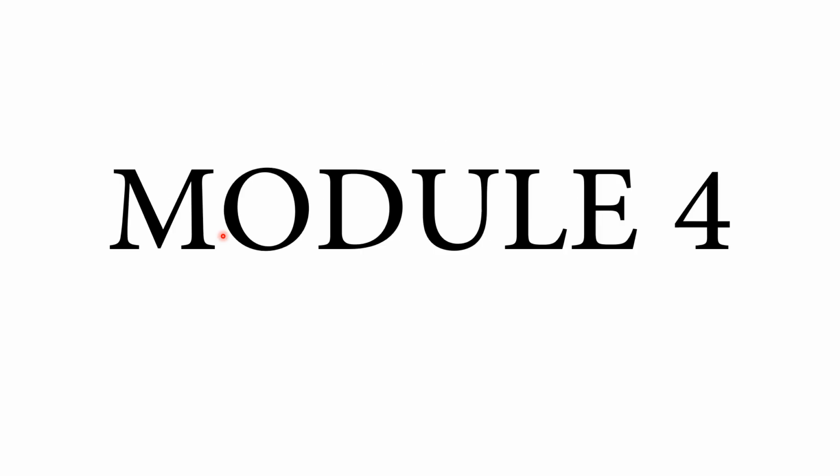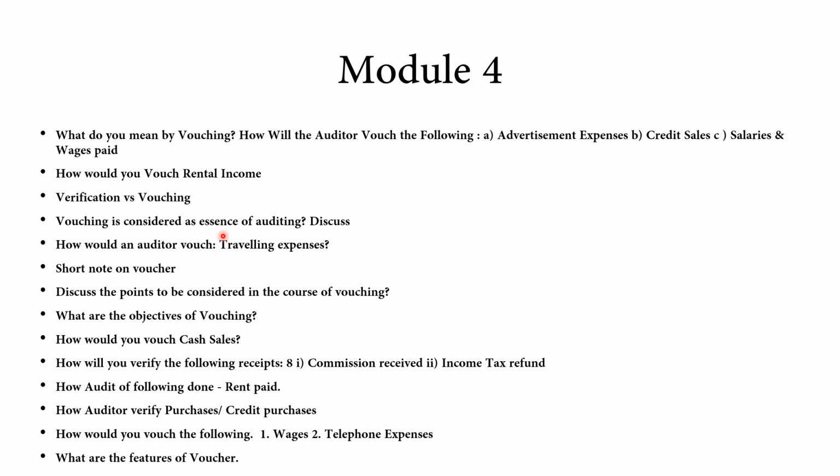Next we have module 4. Here are the questions that you need to cover up. What do you mean by vouching, and how will the auditor vouch the following? So you can have advertisement expense, sales, credit sales, you have salaries and wages. Next you have how would you vouch rental income, or distinguish between vouching and verification.